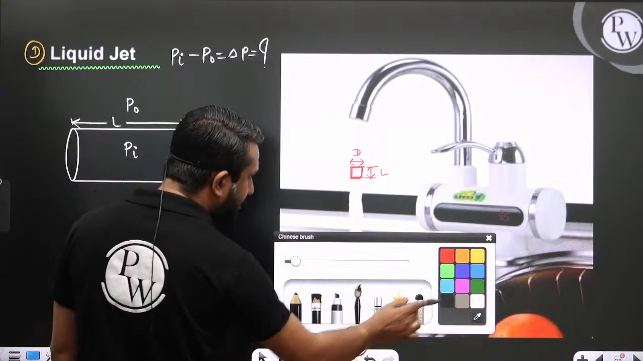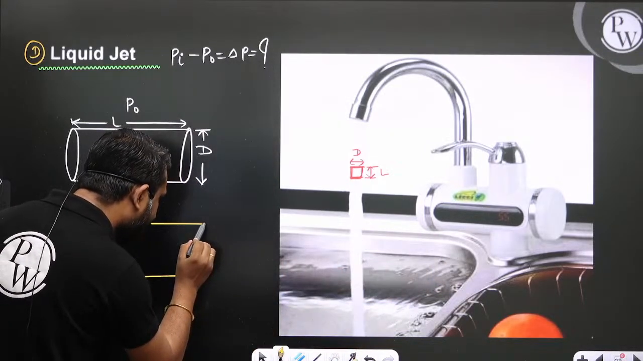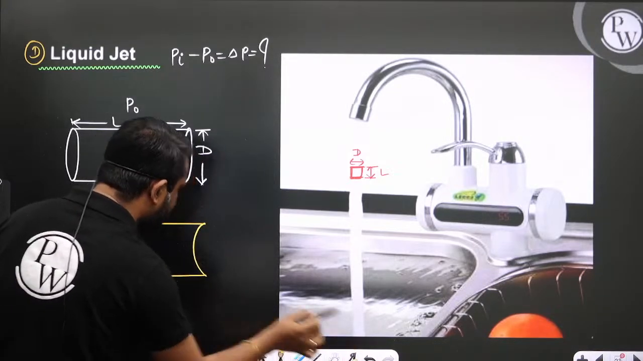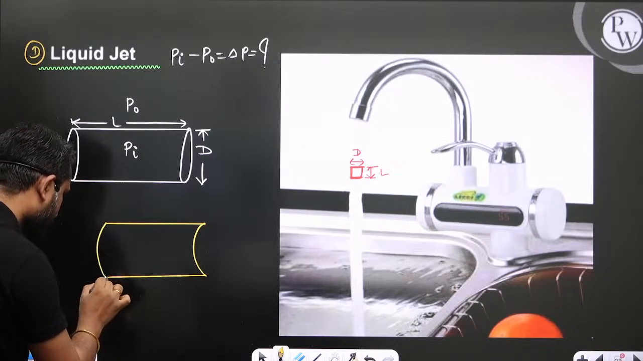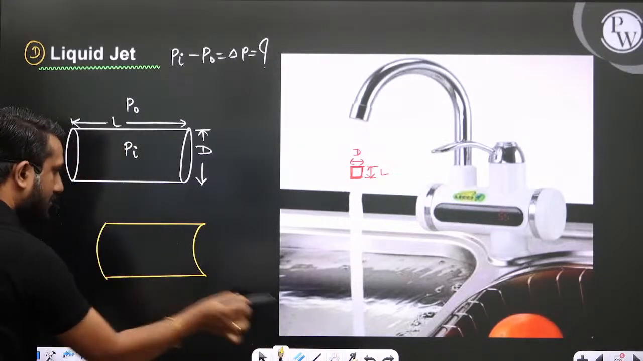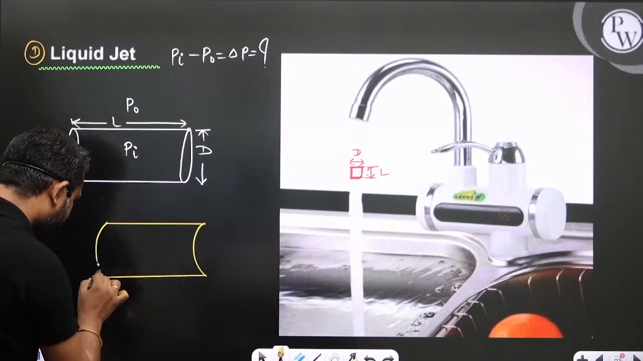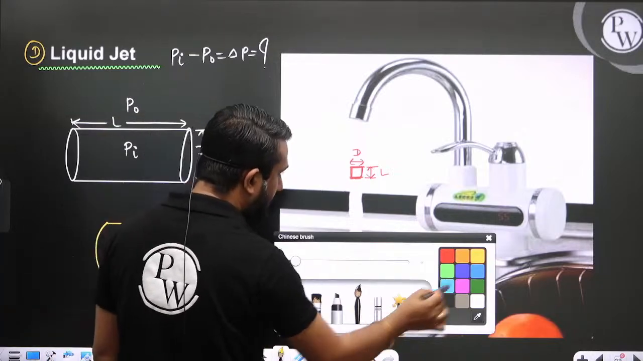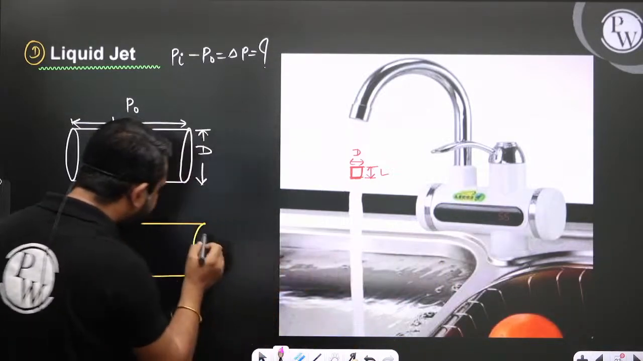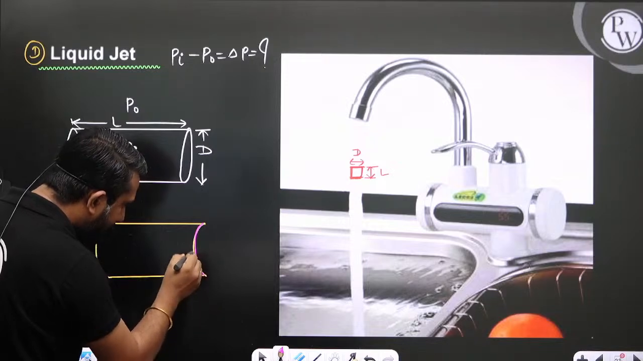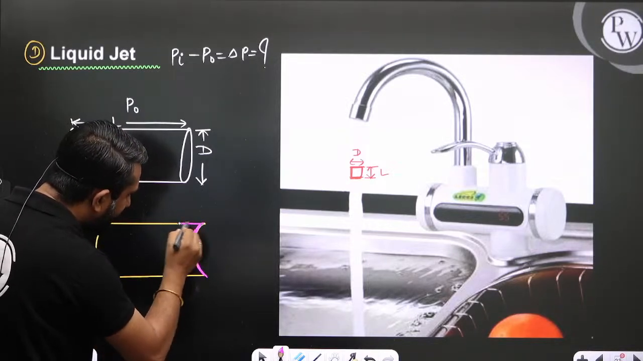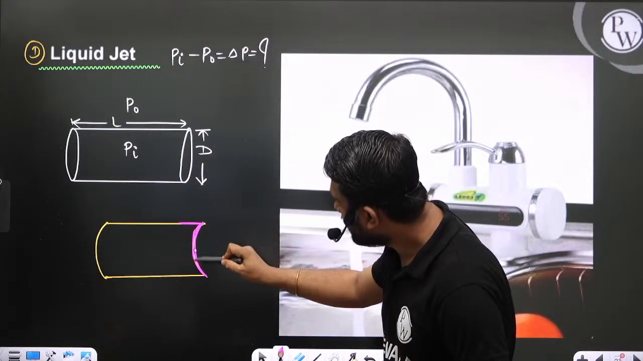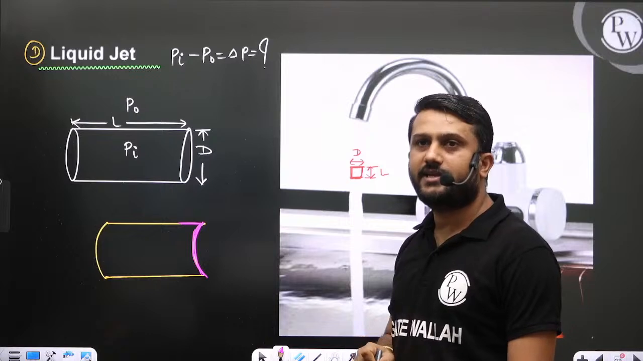okay, so this is the one interface, and this one is the another. In this case, this is the one interface and this is the another interface. Please try to understand this.